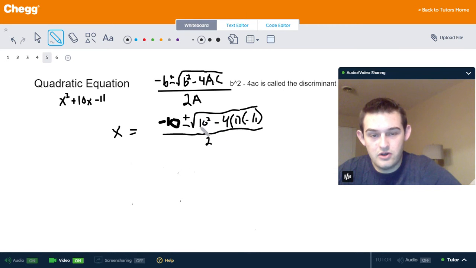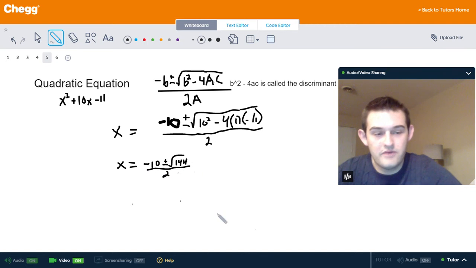So we go ahead and solve what this discriminant is. 10 squared is 100, minus 4 times negative 11 is negative 44, minus a negative is addition, and so it'll be the square root of 144. So x is equal to negative 10 plus or minus the square root of 144, all divided by 2. The square root of 144 is 12, so x is equal to negative 10 plus or minus 12 over 2.